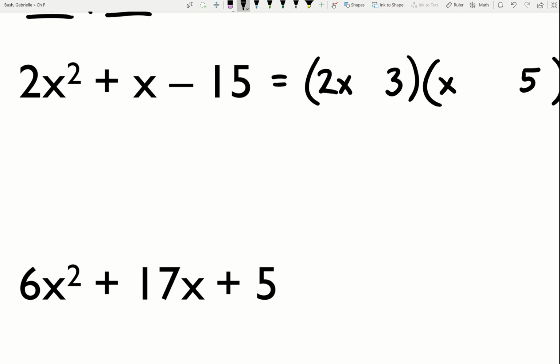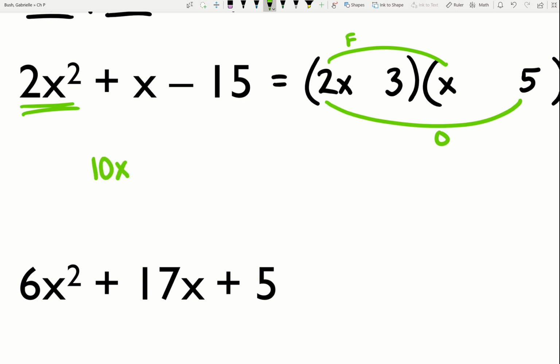If I were to mentally think about FOILing this out, the F in FOIL, of course, we already set up for success. That would give us the 2x squared that we had in the beginning. But then when I do my outer, that would be 2x times 5, and that would give me a 10x, which I will just keep track of over here. This is something you could totally do mentally. And then when you do your inners, that's going to be 3x.